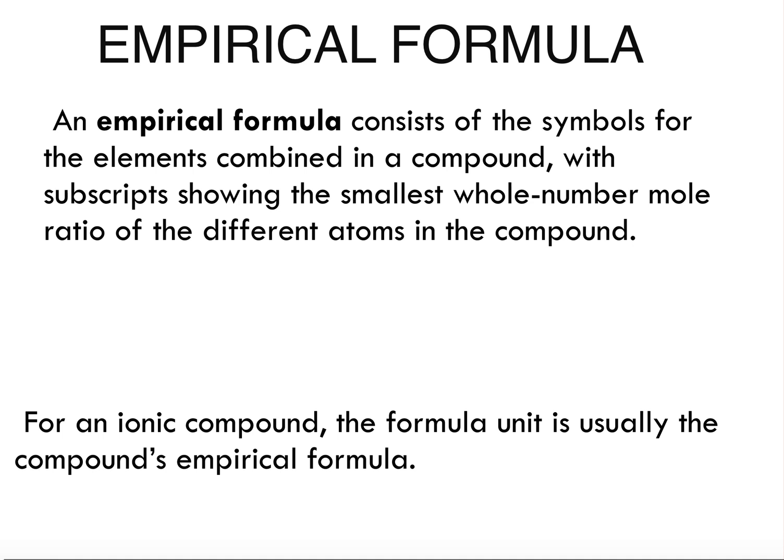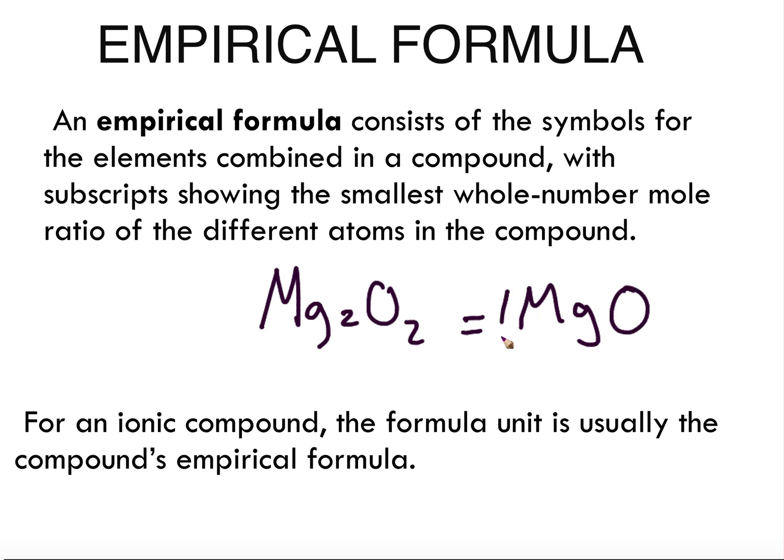So, for example, say we had the ionic compound Mg2O2. Now, we want to reduce this into lowest terms, and we would get MgO. So an ionic compound that is reduced into lowest terms is an empirical formula. And there are certain steps you need to take to get there.